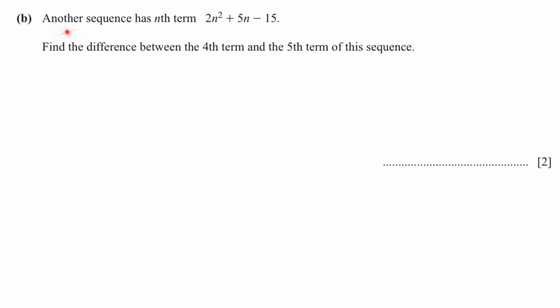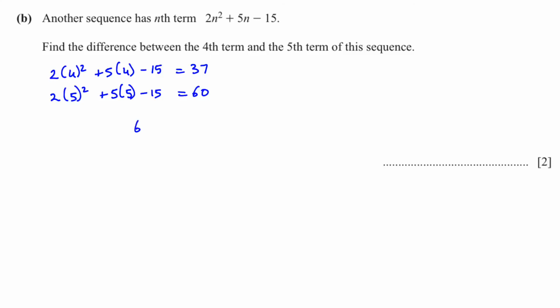In part B, another sequence has nth term 2n squared plus 5n minus 15. Find the difference between the fourth term and the fifth term of this sequence. We have to replace n with 4 and n with 5. So when we do that, we'll get 2 times 4 squared plus 5 times 4 minus 15. This will give you 37. And then replace with 5. This will give you 60. So 60 minus 37 is 23.